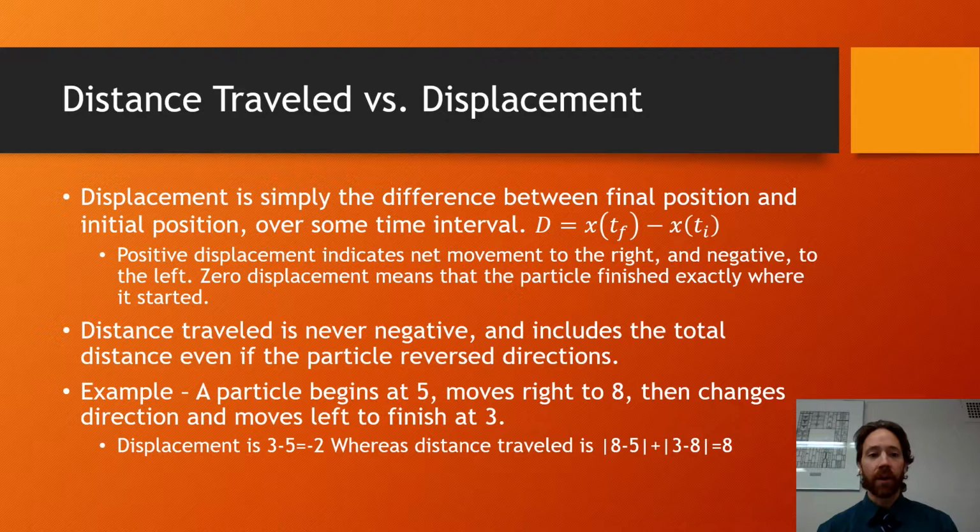So if you start at 5, move to 8, change direction and finish at 3, your displacement is -2, right? 3 minus 5. But the distance traveled, well, you moved 3 units to the right and then 5 units to the left, so total distance traveled is 8.